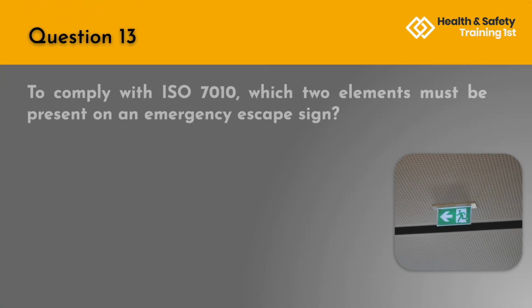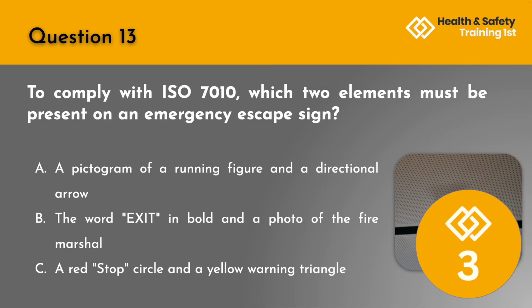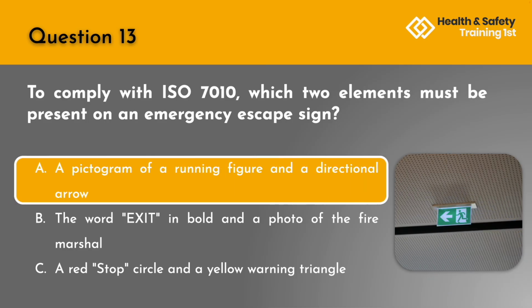Question 13. To comply with ISO 7010, which two elements must be present on an emergency escape sign? A. A pictogram of a running figure and a directional arrow. B. The word exit in bold and a photo of the fire marshal. Or C. A red stop circle and a yellow warning triangle. The correct answer is A. A pictogram of a running figure and a directional arrow.